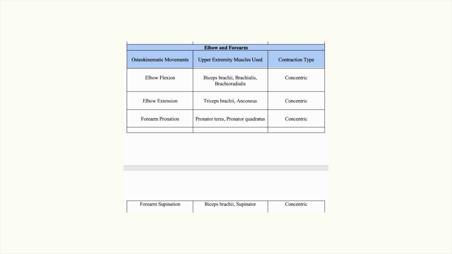And then I did elbow extension, and alongside this, the upper extremity muscles used included the triceps brachii along with the anconeus, and the contraction type for this was concentric. Next, I included forearm pronation, which included the upper extremity muscles of the pronator teres and the pronator quadratus, and this contraction type was concentric. Lastly, I did forearm supination, and with that, the biceps brachii and the supinator were both upper extremity muscles used, and lastly, the contraction type was concentric.